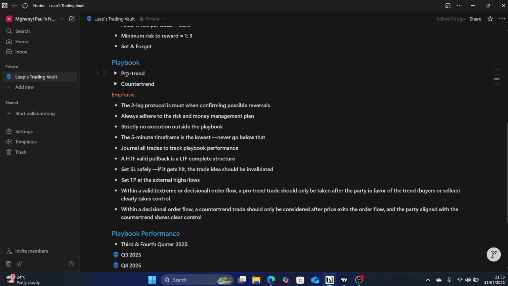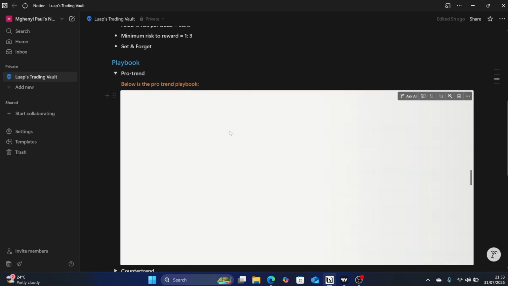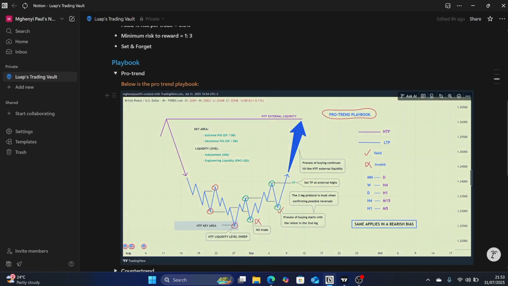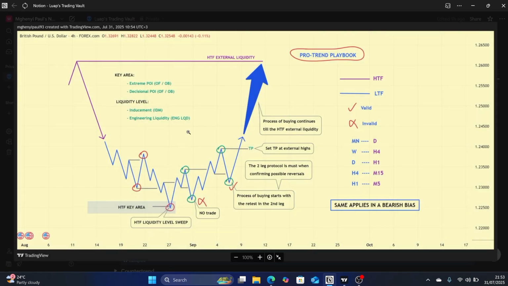Then of course include the playbook. You can clearly see below is the pro trend playbook. If I open this, this is actually the one that I've been showcasing, the one that I've been teaching even on my YouTube channel. You can clearly see the higher time frame, then the lower time frame. After the interaction of the higher time frame, price shows the change of character and all of that. For me, I restricted myself from taking this first trade, and I usually take the trade that is after the second leg.